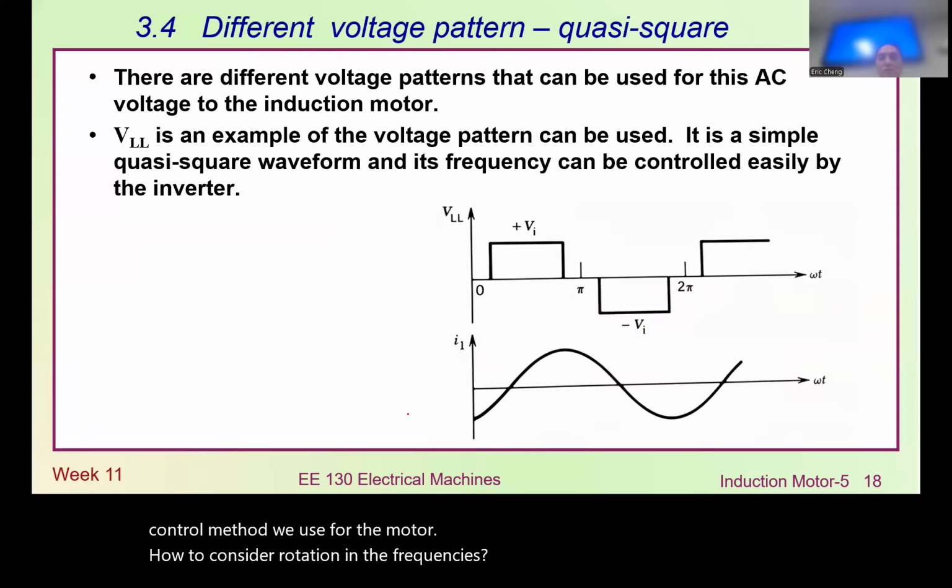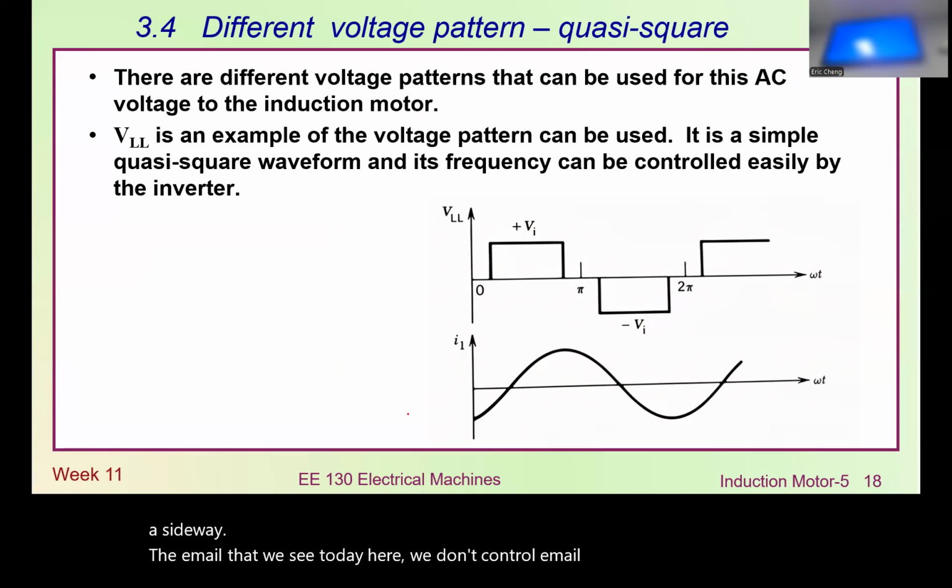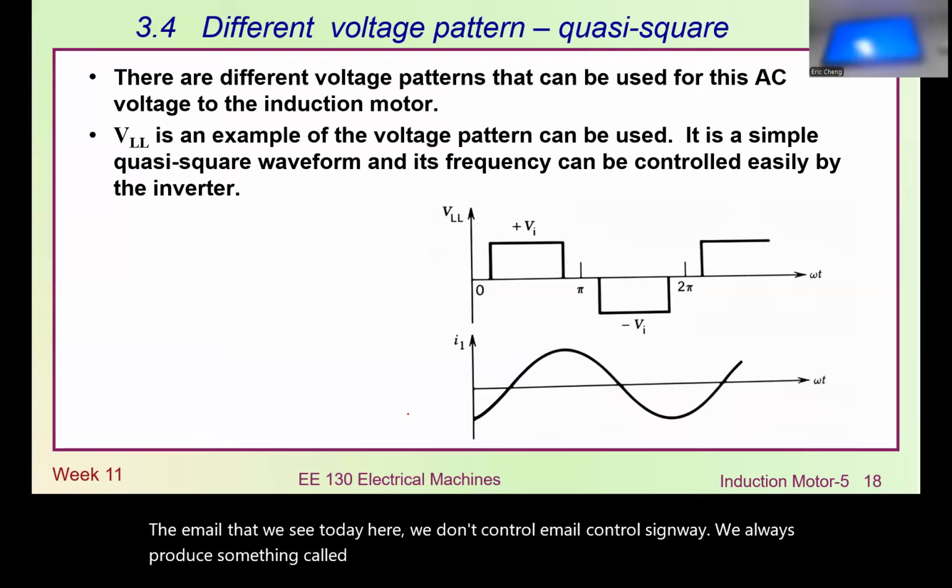So you can see the control method could be like that. One thing would be for the inverter. The inverter cannot be controlled to produce a sine wave. The inverter we see today, we don't control it to produce a pure sine wave. We always produce this kind of square wave pattern, or pulse width modulation.